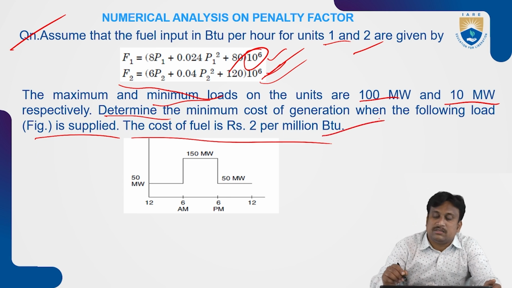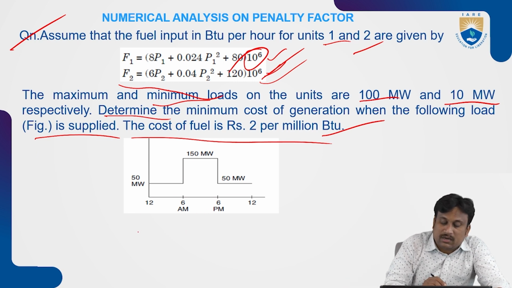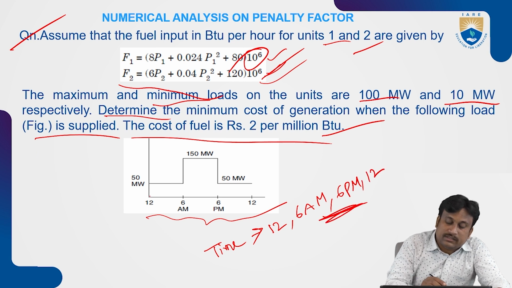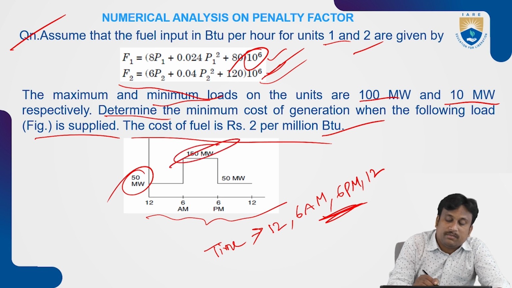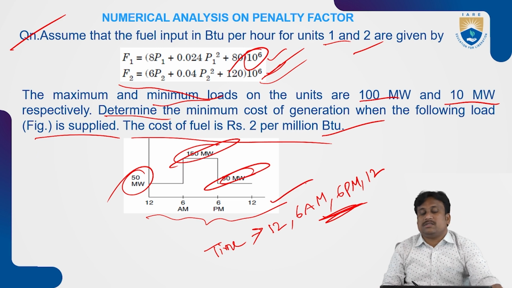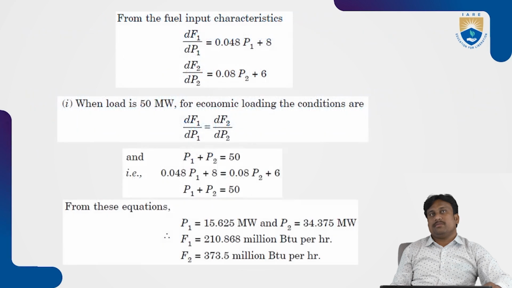We already discussed this concept of BTU. So this is the figure given. This will be started at respective time periods. The time sequence followed here is 12, 6 a.m., 6 p.m., 12 a.m. After this, it will be started with loads of 50 megawatts, 150 megawatts, and again 50. So these are the combinations existing with the cost of fuel at 2 rupees per million BTU.